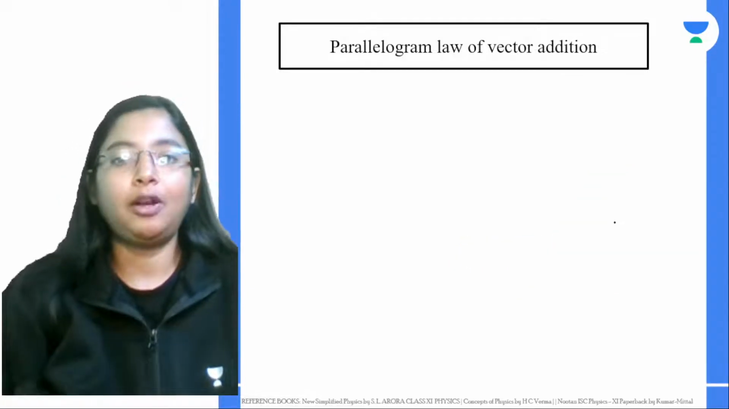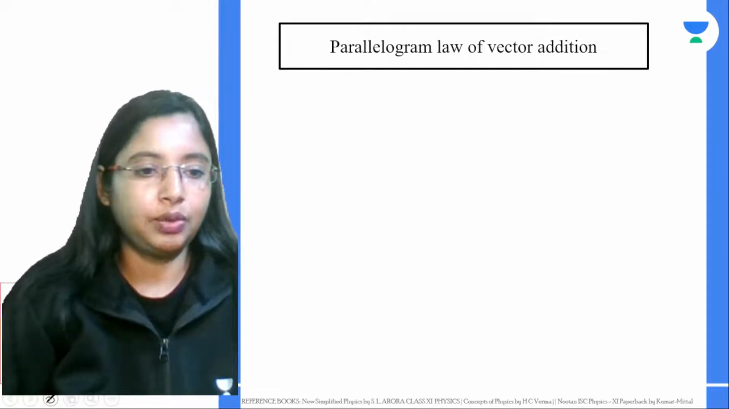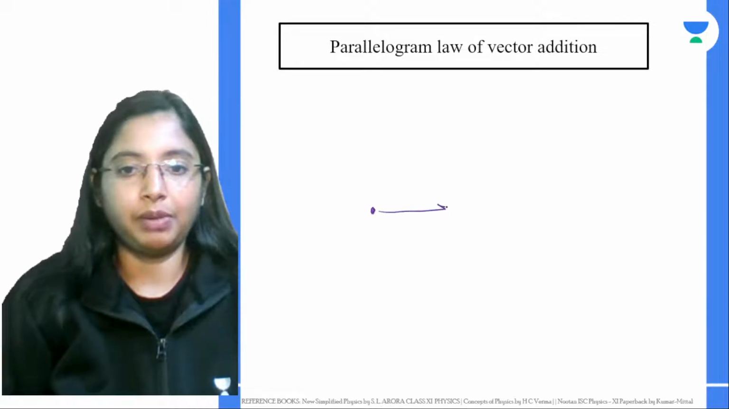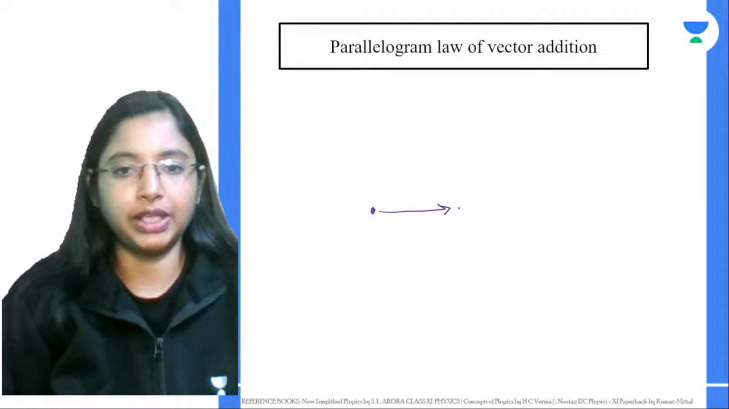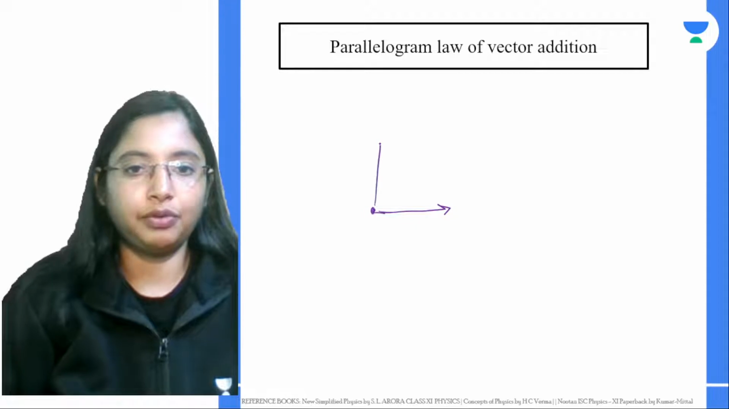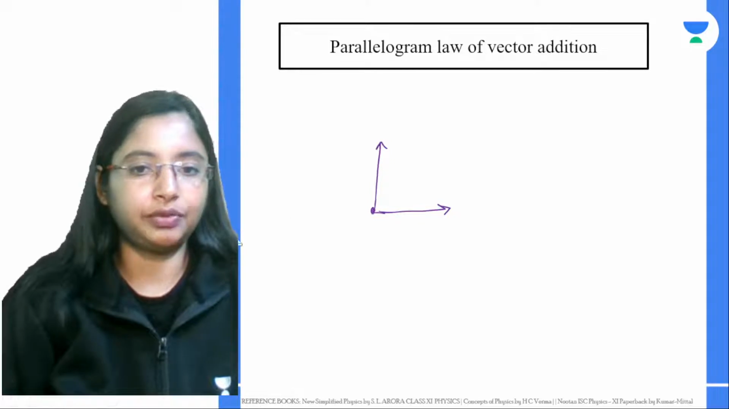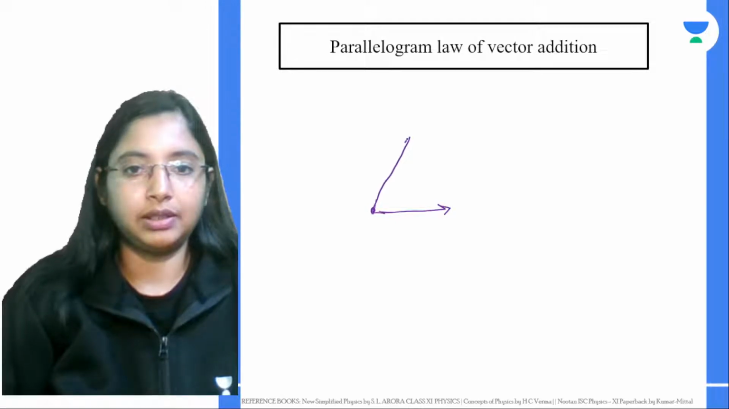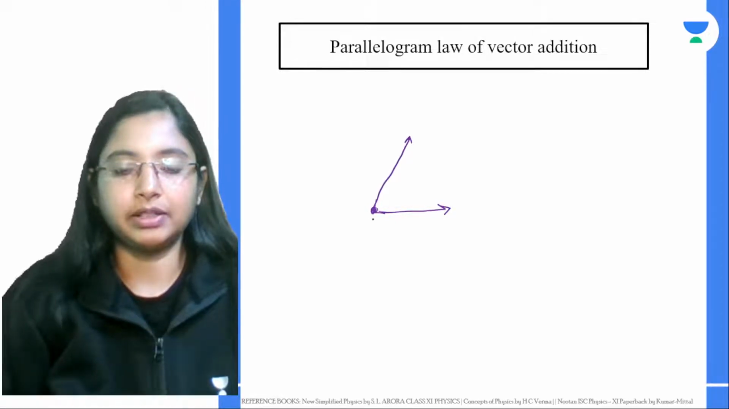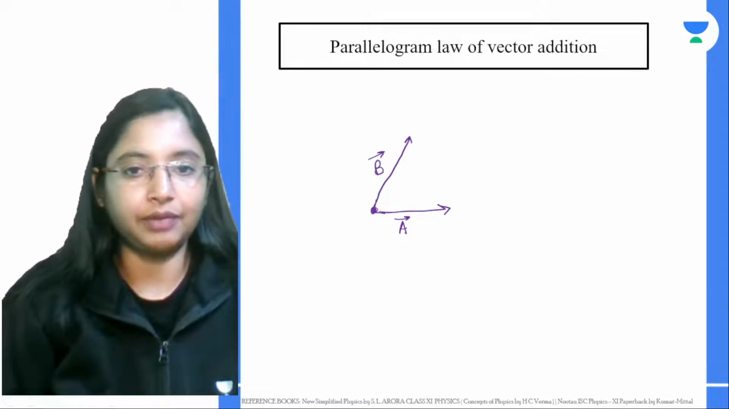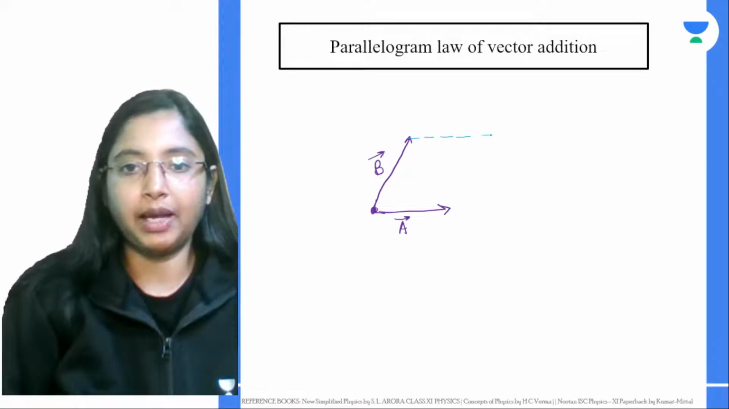Now the next is the parallelogram law of vectors. Here, let's say you have 2 vectors. You are applying a force to this object and it's going in this direction. Let's say one force is applied in this direction and another force is applied in this direction to the same object. Then what will be the resultant of these 2 forces? One is going in this direction, another in this direction. What will be the resultant effect? This is vector A, this is vector B. To understand the resultant effect, we have to consider this as the shape of a parallelogram.